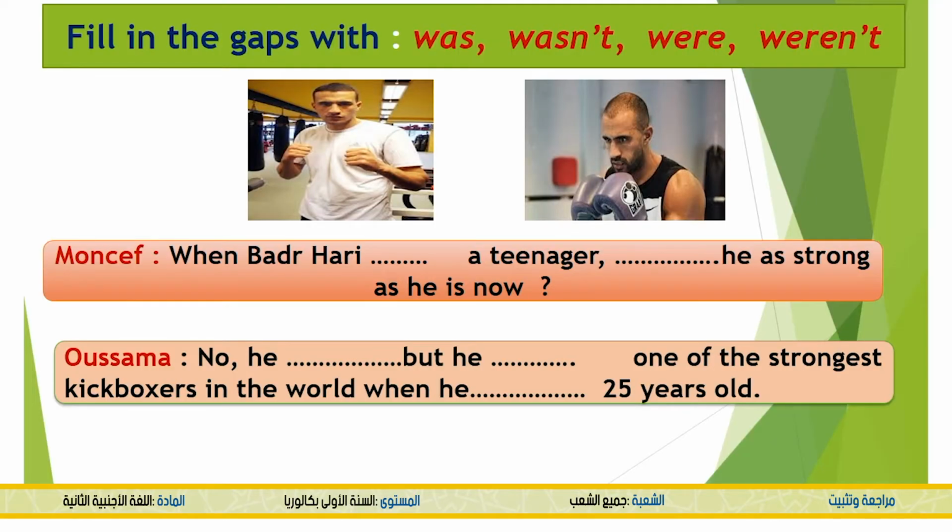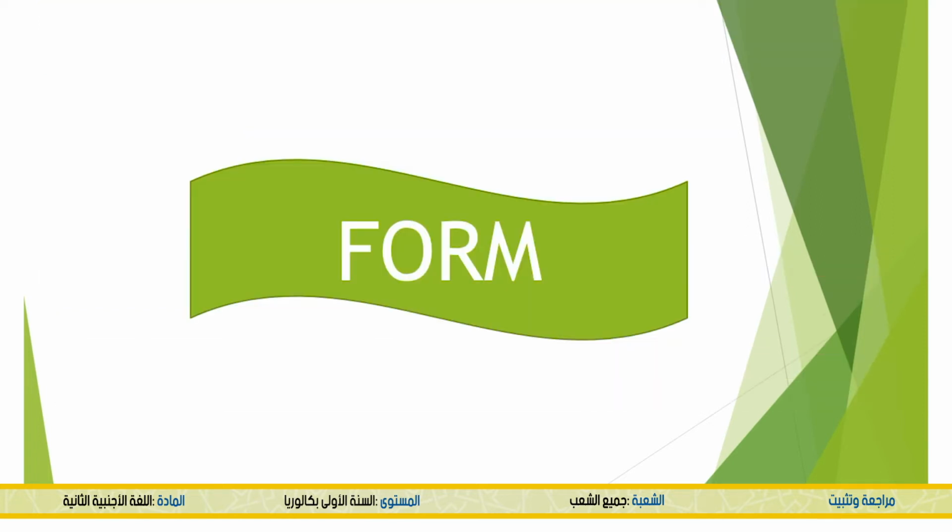Now here we have to use the past simple. Can we do the first one? That's right. When Badr Hari was a teenager, question, inverting, we have inverted here the subject, the auxiliary. Was he as strong as he is now? No, he wasn't. But he was one of the strongest kickboxers in the world when he was 25 years old. Can we move to the form now?